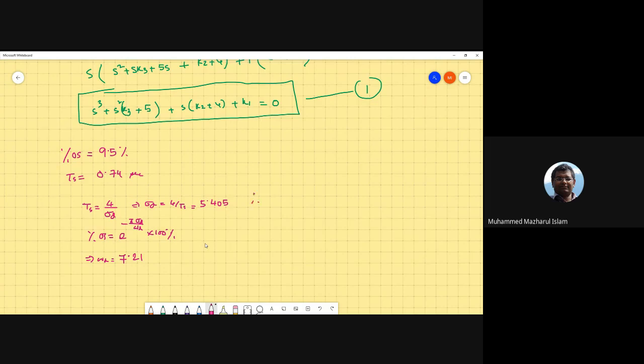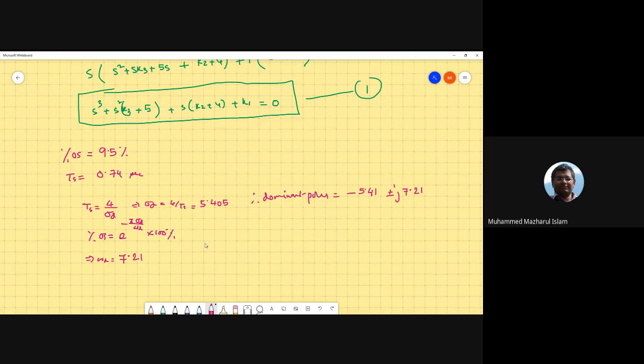Therefore, the dominant poles are minus, remember sigma d is negative, that's the value. Sigma d is 5.401. The poles have to be negative. Then plus minus j 7.21. Okay. Then possibly you can use 4.1 as well. Let's be consistent. So if we use 2 decimal places. All right. So these are my dominant poles.